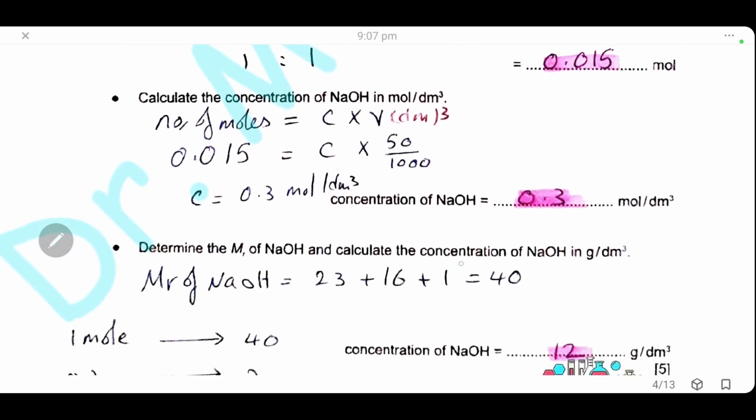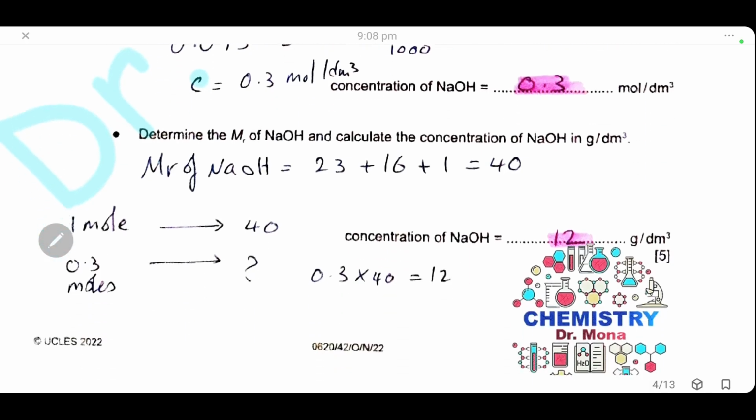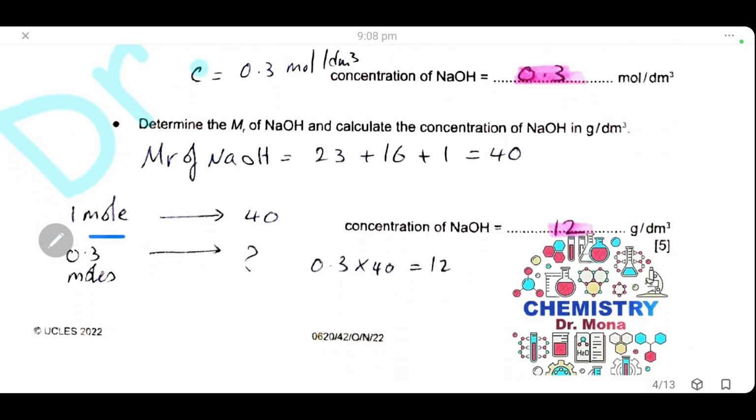Then we want to calculate the concentration in gram per decimeter cube. That means we have to know how many grams in 0.3 moles. First, we will calculate the relative formula mass of sodium hydroxide, which is 23 for sodium, 16 for oxygen, and 1 for hydrogen. The total mass will be 40. That means that 1 mole of sodium hydroxide has 40 grams.